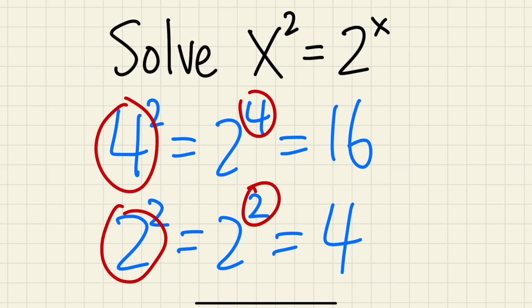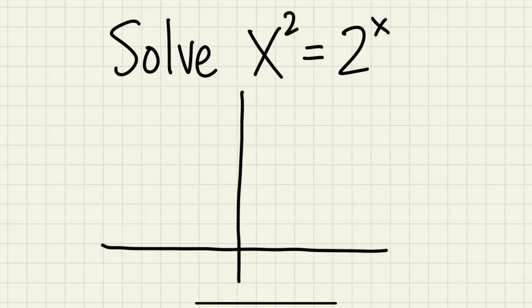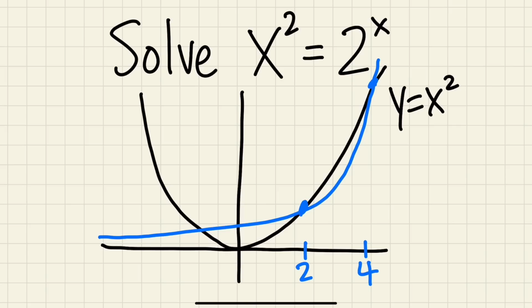Yes, but the main question is, can we have more answers? And the answer for that is yes. And to see that, let's just go ahead and take a look at the graphs. For y is equal to x squared, we will have a parabola, which looks like this. The graph for y is equal to 2 to the x is an exponential curve like this. And the exponential curve will overtake the parabola. So here is when x equals 2, and here is when x equals 4.